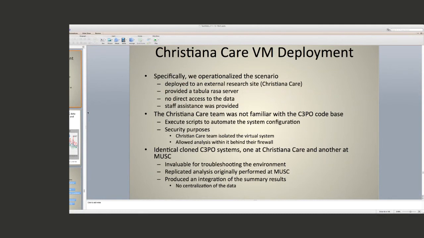We deployed a virtual machine infrastructure at Christiana Care to replicate analysis that we've done at MUSC. We had identical machines at MUSC to do the analysis and replicated the analysis at Christiana Care. Just an integrated summary of the results with no centralization of the data. Okay? The concept here is data sharing agreements and the like can become cumbersome, especially if you're going across international borders. It would be nice to have this virtual machine infrastructure as code to deploy to centers that have data and do identical analysis across different sites.